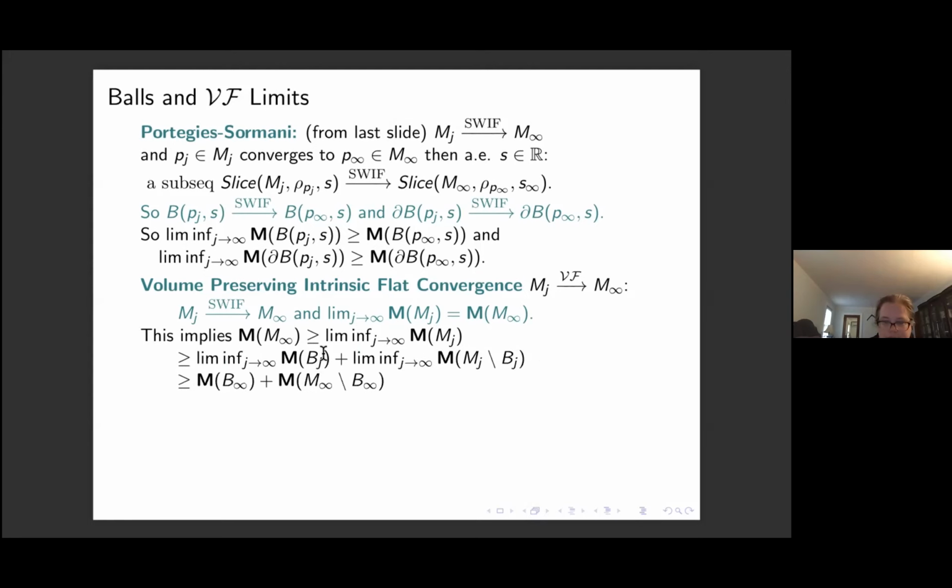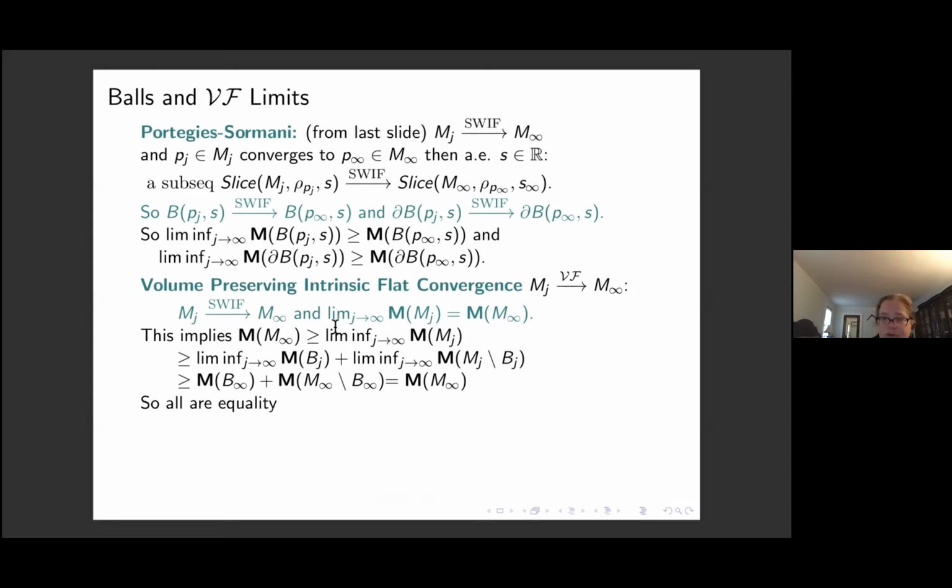But the Bj's converge to B infinity. So the mass of Bj is bigger or equal to the mass of B infinity. And the Mj's taking away Bj converge to M infinity take away B infinity. And those masses will be bigger than the mass of the limit. So we have the mass of the whole is bigger or equal to each of these pieces, is bigger or equal to this, but those add up to the mass of the whole. So that means every one of these inequalities was an equality. If we have the VF convergence, everything here is an equality.